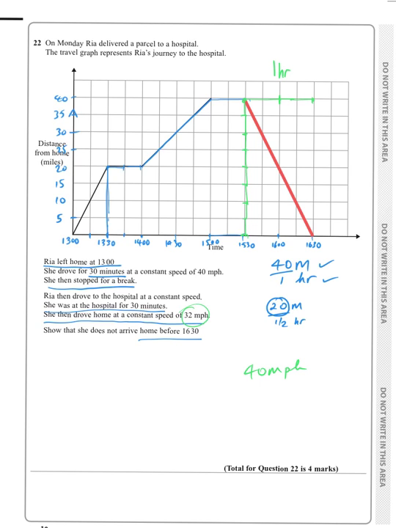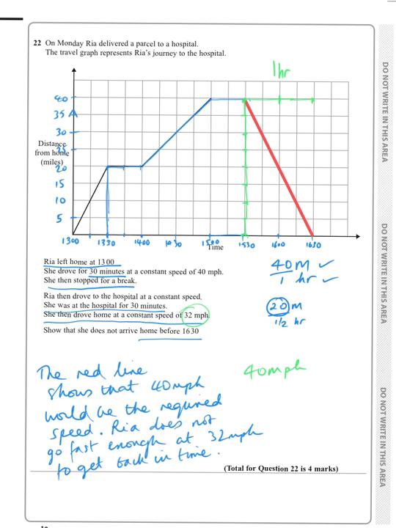So you'd write your explanation and you'd say 32 miles an hour would not be quick enough, or fast enough, to get home in that time, as shown by the travel graph. So you can see my explanation here. I've just said the red line shows that 40 miles per hour would be the required speed. Ria does not go fast enough at 32 miles per hour to get back in time. Okay, and there's plenty of ways of doing that. You can just do a little label here and write your explanation here, for example, as long as you make it really clear what you're doing.